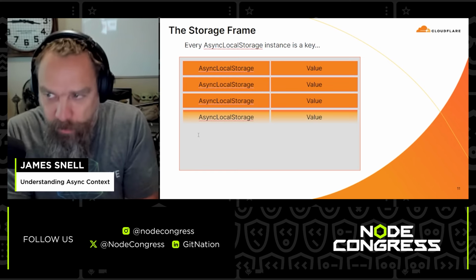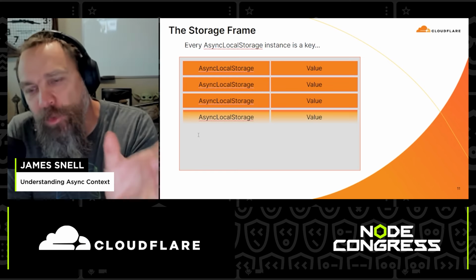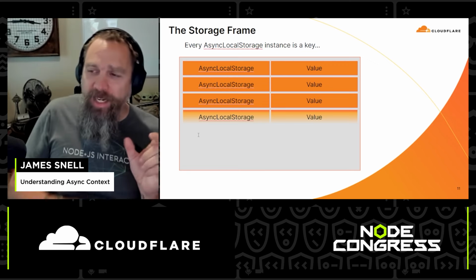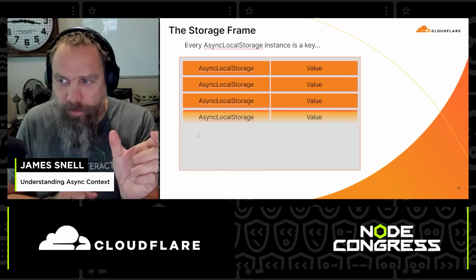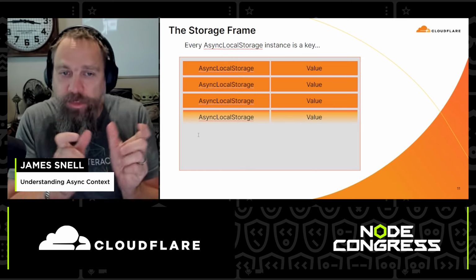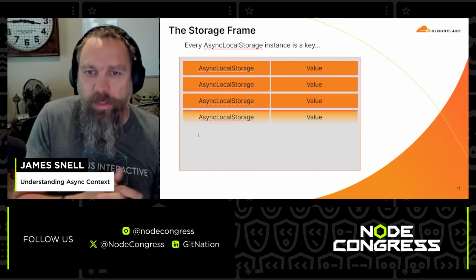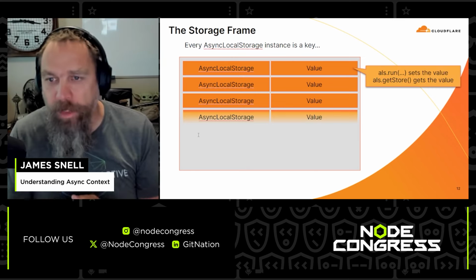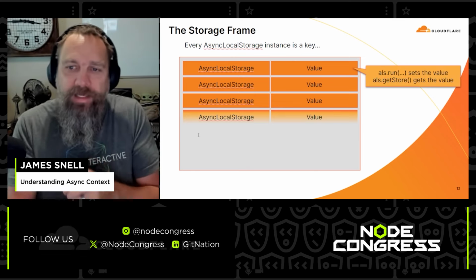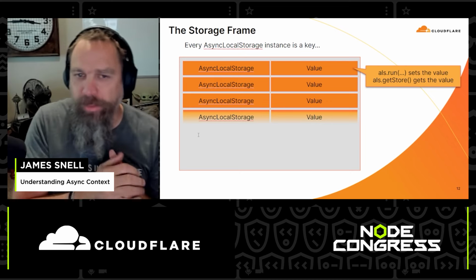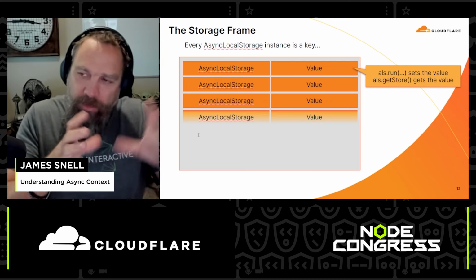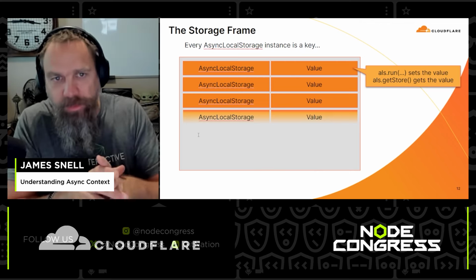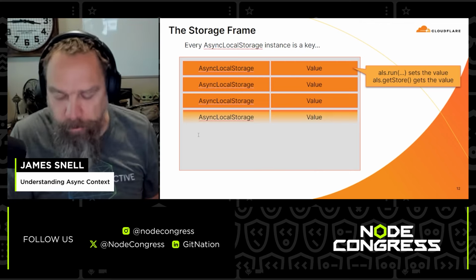How that relates to async local storage is that every async local storage instance is a key. At any given time, that key has a value. Initially, that value is always undefined. But whenever you call run, it sets that value. And whenever you call ALS get store, it retrieves the current value in that map. So think of this frame as essentially just a map. We could also just call it the async local storage map.